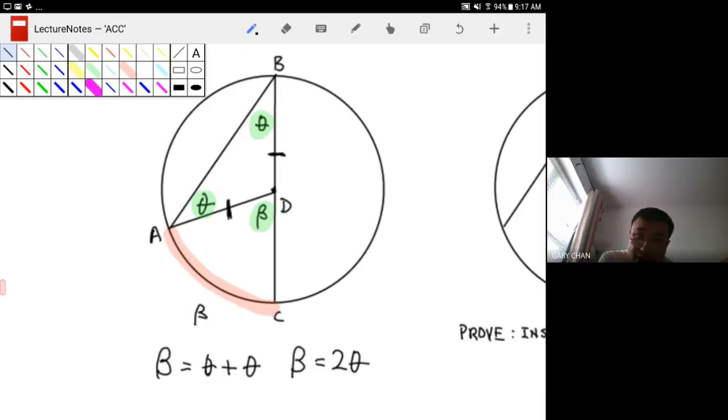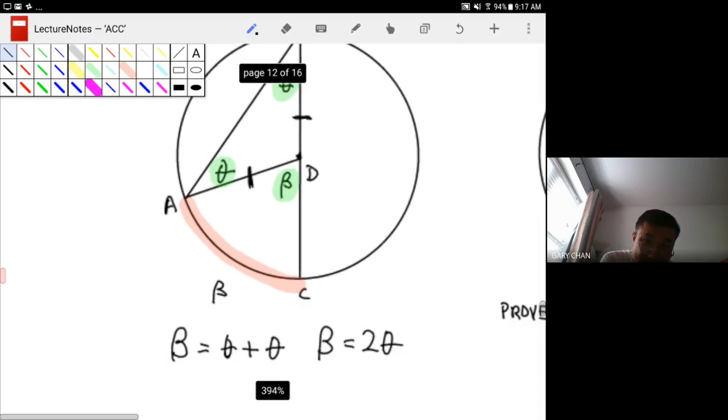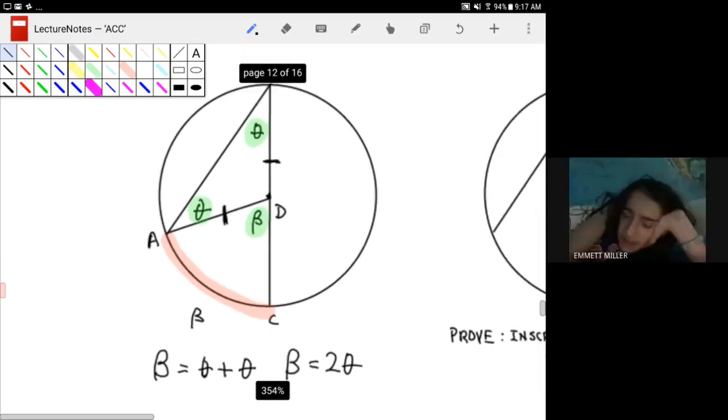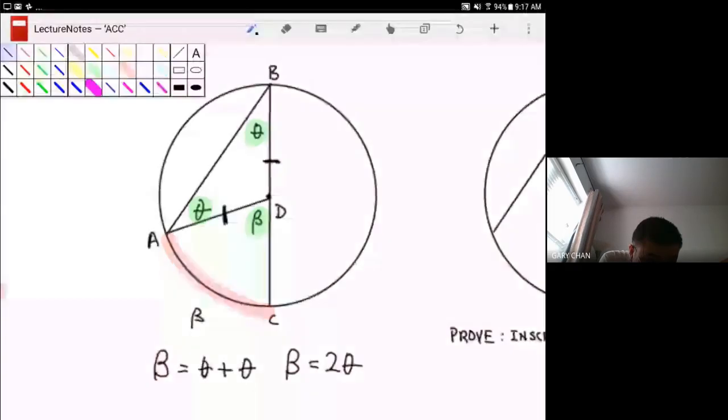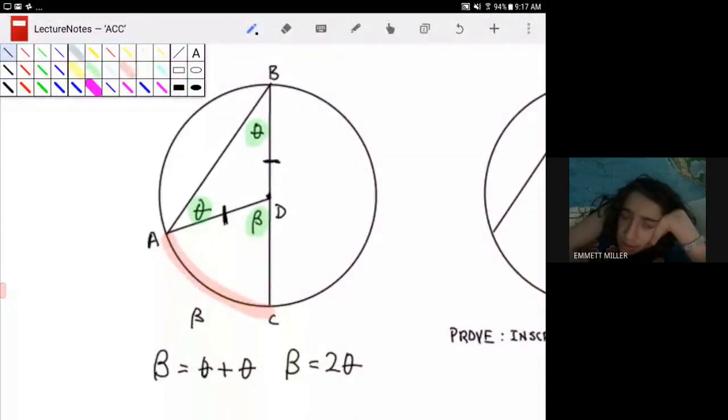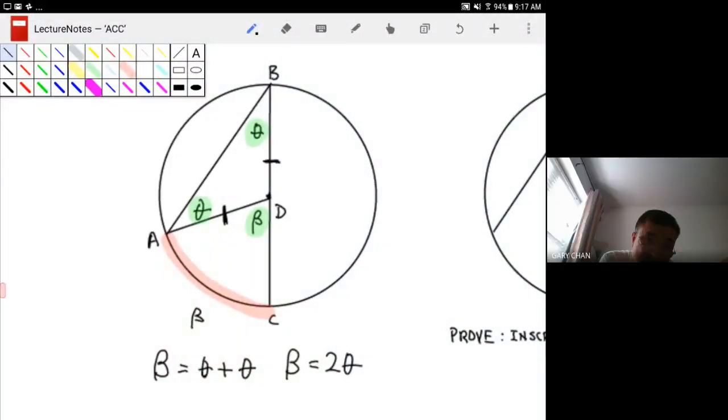Theta plus theta is equal to 2 theta. Wait a second here. Didn't I say that a while ago? I said that they equaled each other. You weren't specific. That's why I asked you to elaborate. It's not that beta and theta are the same, right? It's that beta is equal to the sum of the two angles there. Okay? So wait a minute.